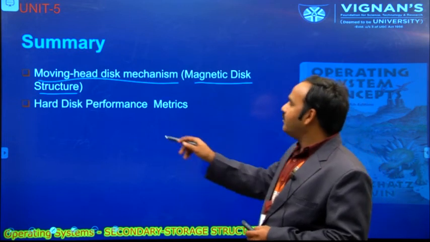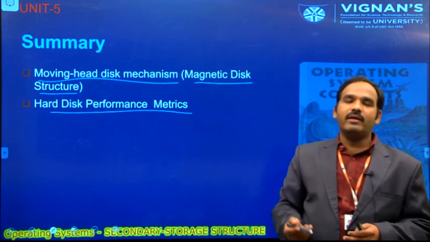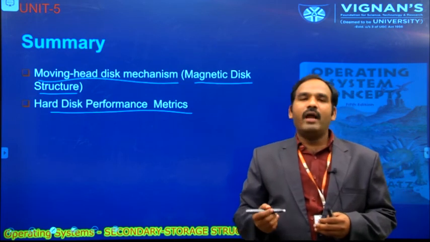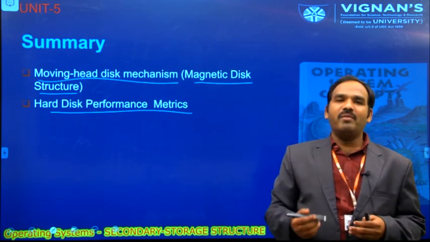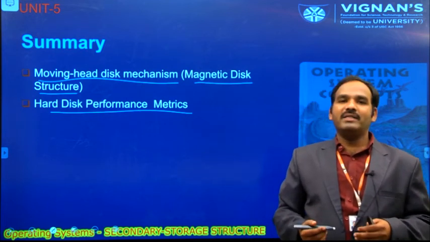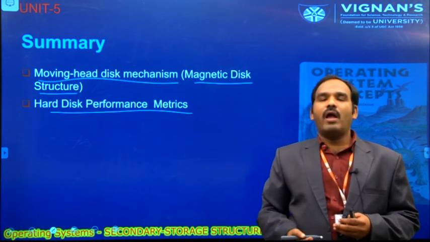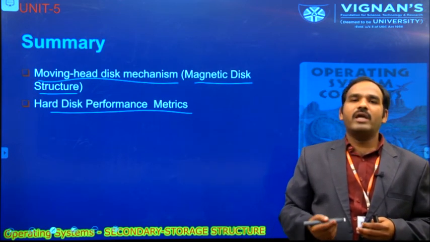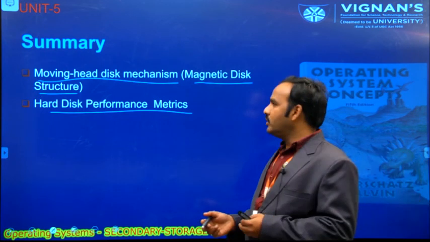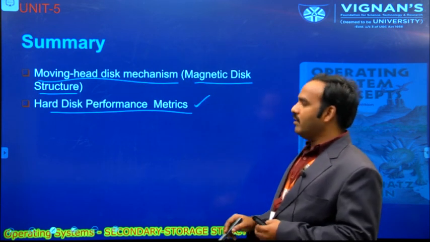And next, disk performance metrics. We have seen how to calculate the seek time, what the seek time means, what the transfer rate is, what latency is, and all parameters, what the average access time is, the formula to calculate the average access time, and the formula to calculate the average IO time for a given data. All those issues we have seen in this session.